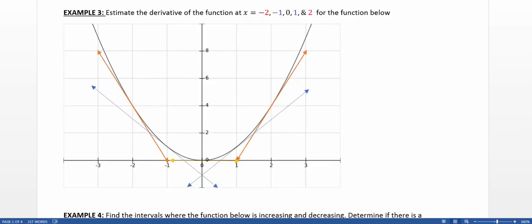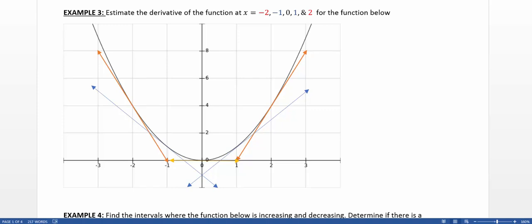Example 3. Estimate the derivative of the function at x equals -2, -1, 0, 1, and 2 for the function below. When we want to estimate the derivative of a function at a point, we're asking to approximate the slope of the tangent line at that point. So I've drawn in the 5 tangent lines that we're interested in trying to approximate the slopes of. Now, if I didn't have them already drawn in, I would take a ruler or a straight edge or use my best guess to try to visualize where that tangent line would be.